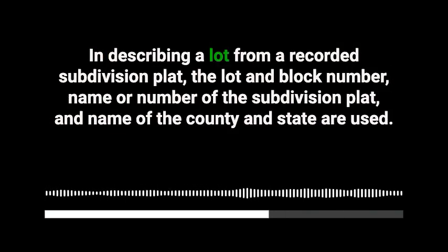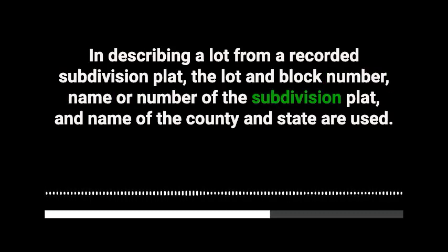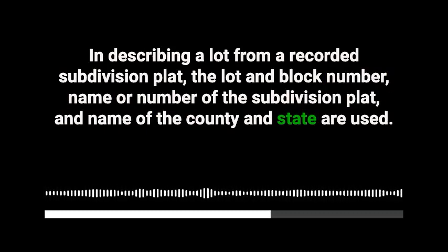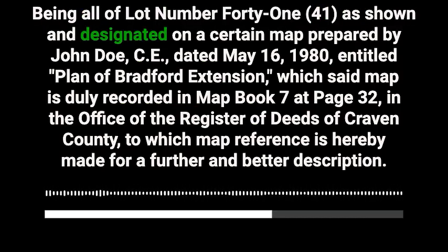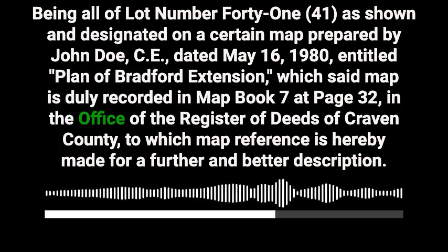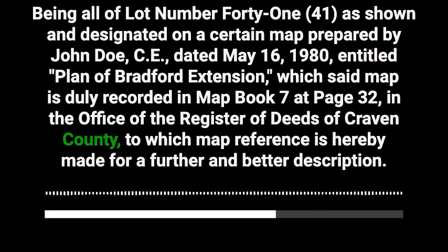In describing a lot from a recorded subdivision plat, the lot and block number, name or number of the subdivision plat, and name of the county and state are used. For example, being all of lot number 41 as shown and designated on a certain map prepared by John Doe, C.E., dated May 16, 1980, entitled Plan of Bradford Extension, which said map is duly recorded in Map Book 7 at page 32, in the office of the Register of Deeds of Craven County, to which map reference is hereby made for a further and better description. Less and except any existing road right-of-ways of record.